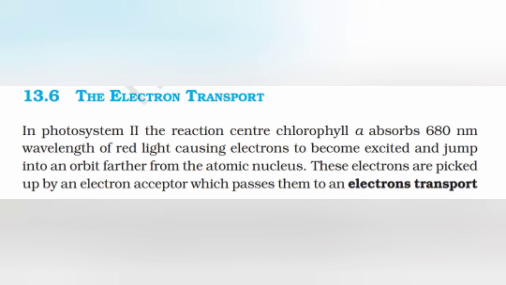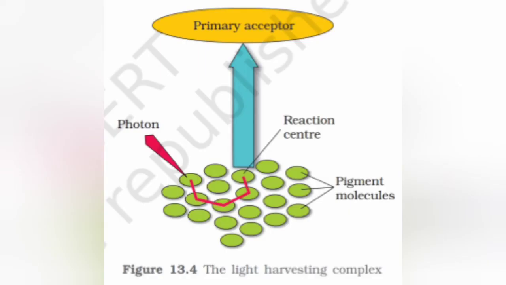In photosystem 2, the reaction center chlorophyll A absorbs 680 nanometer wavelength of red light, causing electrons to become excited and jump into the orbit farther from the atomic nucleus. These electrons are picked up by the electron acceptor, which passes them to an electron transport chain.